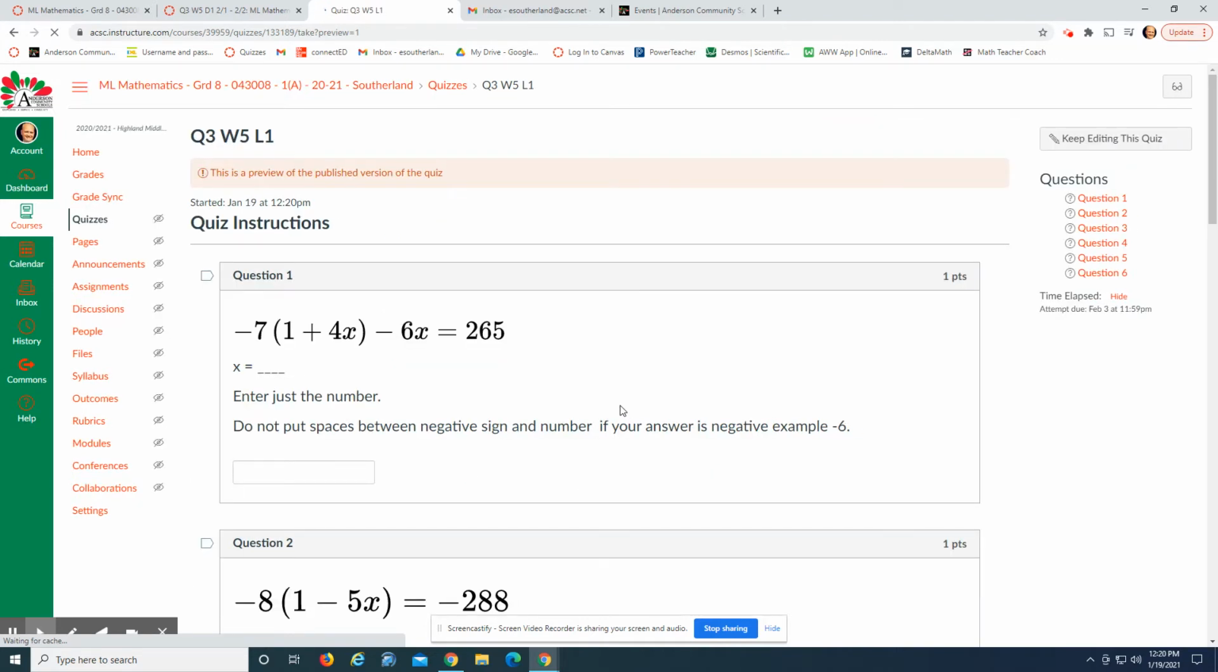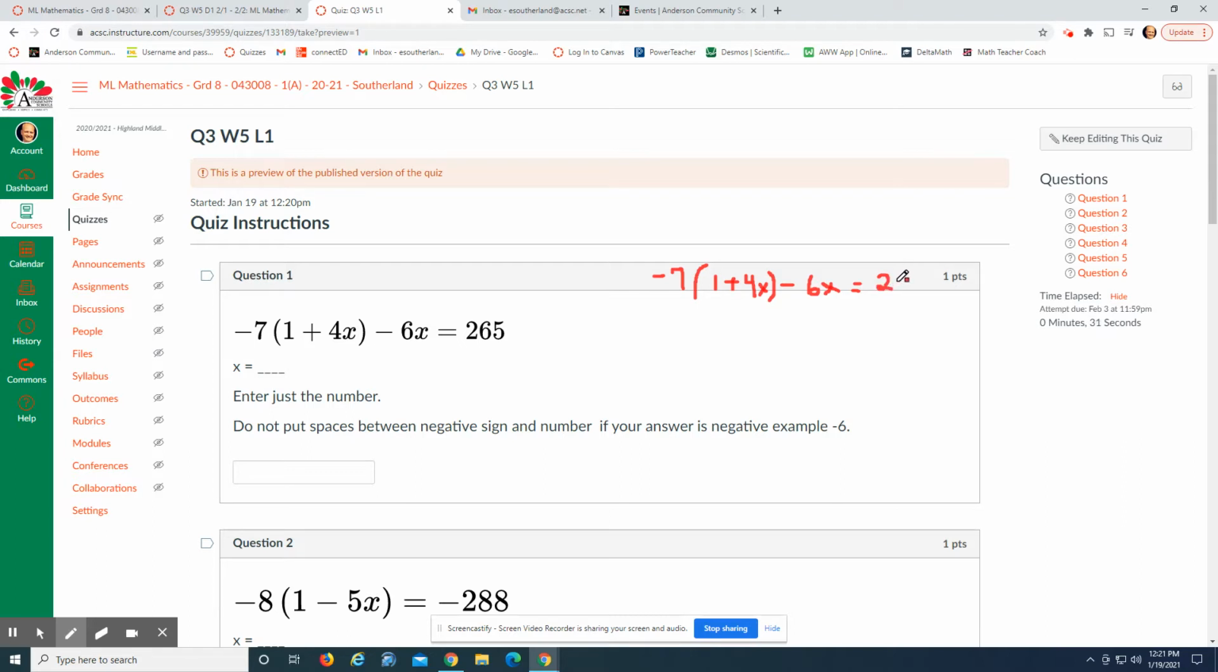This is the practice for next week. So this problem says -7 times (1 plus 4x), then minus 6x is equal to 265.